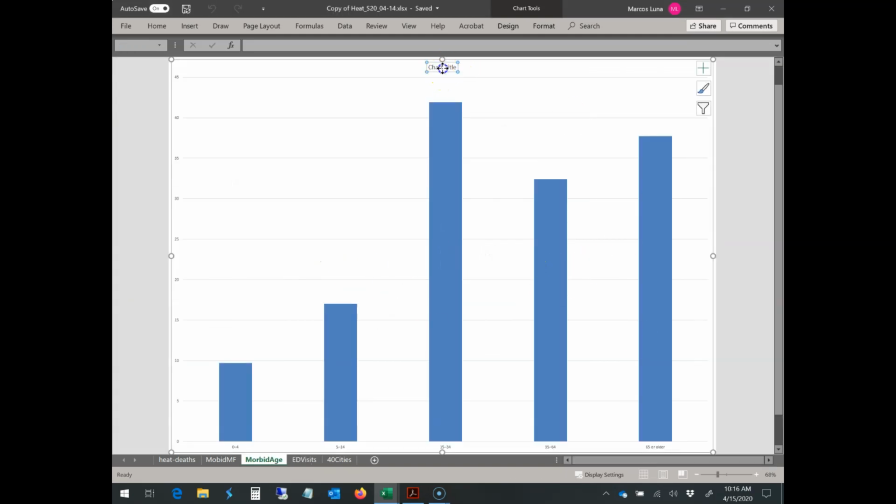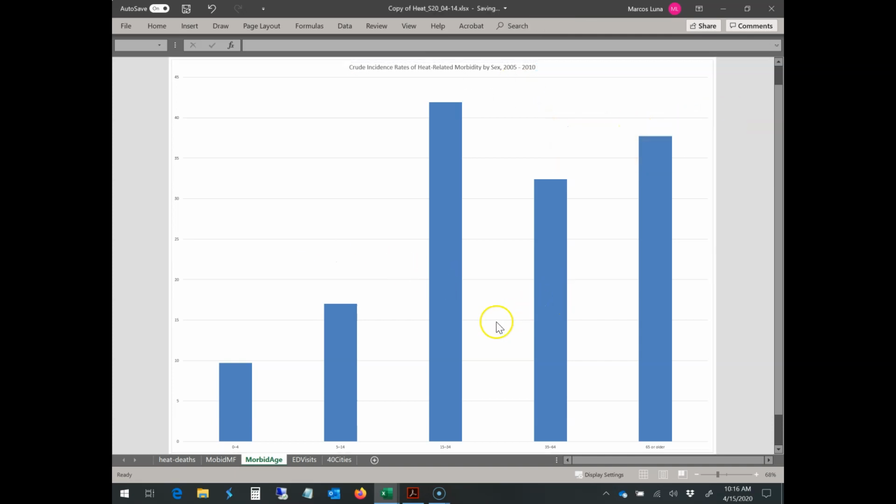And again, we'll give it a label that makes sense. So this is the crude incidence rates of heat-related morbidity by age, 2005 to 2010. All right.